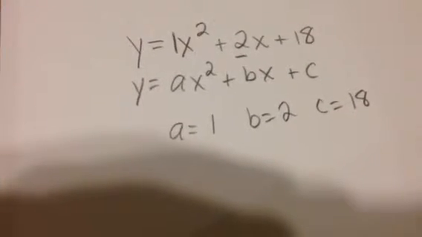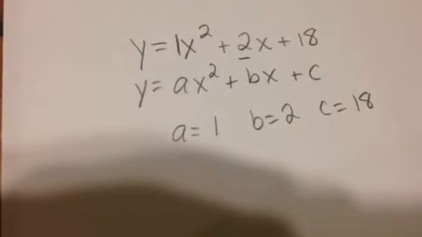Step 2 is to find your x value of your vertex. In order to do that, he says take the opposite of b and divide it by 2 times a. So our b is 2, so we change it to a negative 2, and that's the numerator, divided by 2 times a, which is 1. So the top is negative 2, and the bottom is positive 2, and negative 2 divided by positive 2 is negative 1.